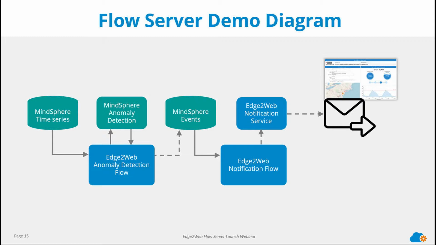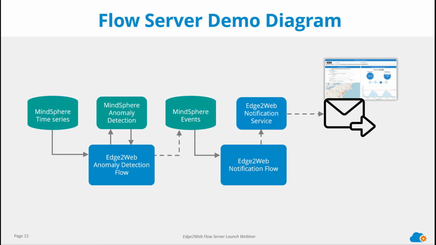Reading this diagram from left to right, there is a FlowServer flow that reads the temperature data from MindSphere time series on a defined schedule and passes that data to MindSphere's anomaly detection service, which tells the flow if the current temperature is within the acceptable range. If the temperature is bad, the anomaly detection service returns a fault value, and the Edge2Web flow creates an event in the MindSphere event store with the appropriate severity status.